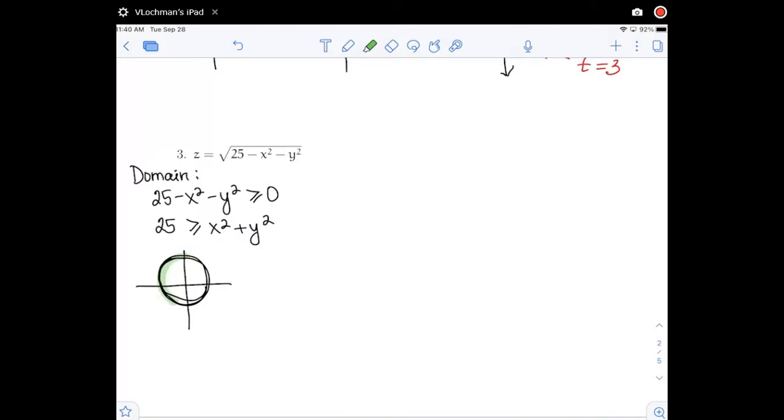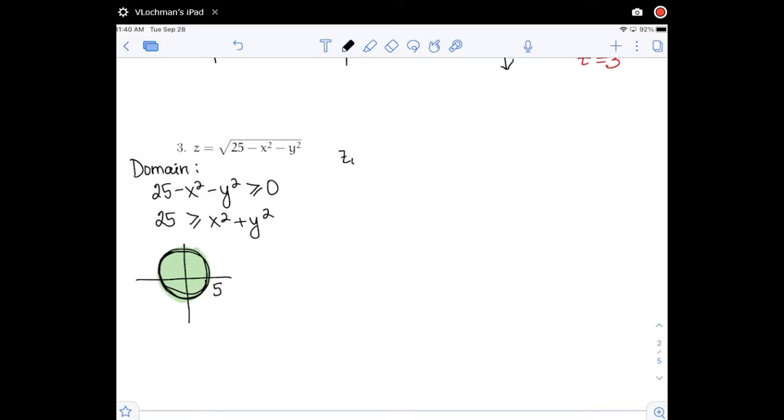Okay, so let me mark our domain here. Okay, so this is radius 5 at the origin. So all of the points inside the circle are good. Okay, that should give you an idea of what values you should pick for your values of z. Okay, so let's go ahead and set up our table, and then we'll pick some values. And sometimes you can pick values that are convenient.